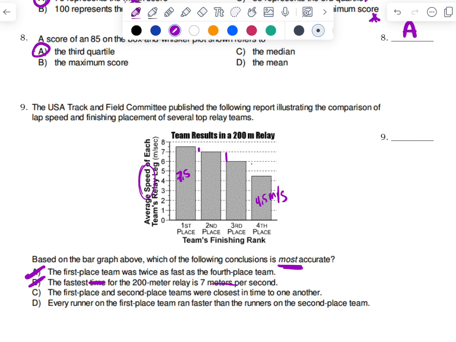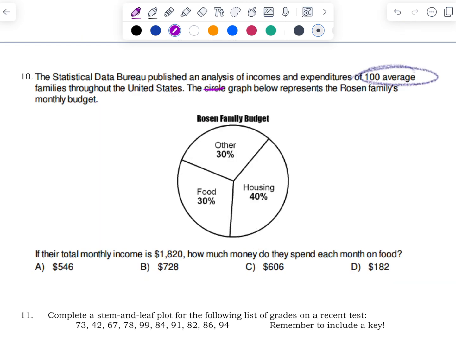All right, now we're flipping over. Let's take a look at the pie chart. We are being told that the Statistical Data Bureau is publishing an analysis on incomes of 100 average families. The circle graph, and I don't know why this says circle, it should say pie graph, below represents the Rosen family's monthly budget. If their total income is $1,820, how much money do they spend each month on food?